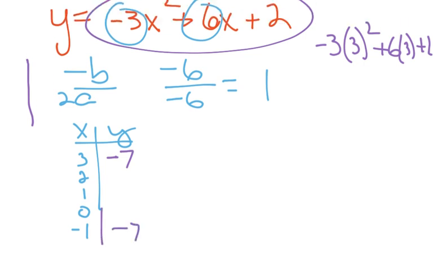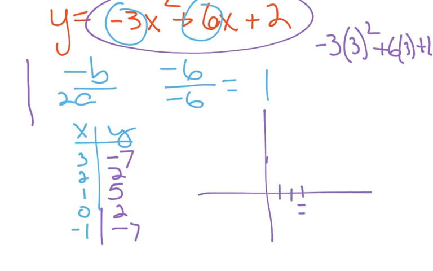If I were to plug in the next value, I can plug in 2, or I can plug in 0, because they're going to give me the same answer, the symmetry. And then I can, of course, plug in the middle one, which is the vertex here. And so that's going to give me 5. So this thing was opening down. We knew that from the go. And so 3, -7. And then 2, 2. And 1, 5. And 0, 2. And finally, -1, -7. So you've got this beautiful looking quadratic that would look like so.